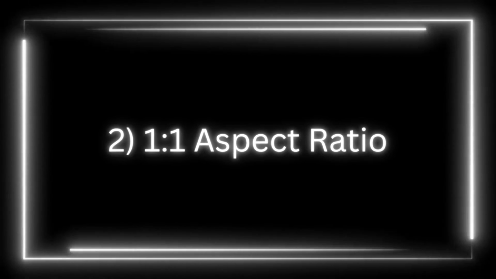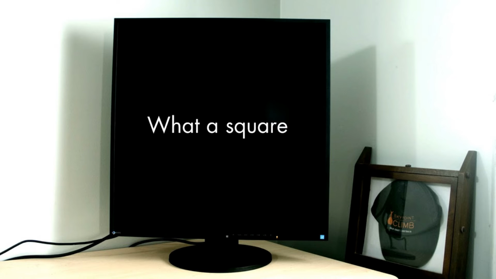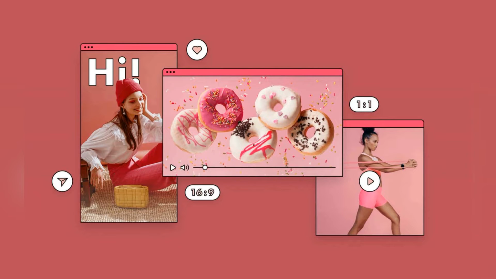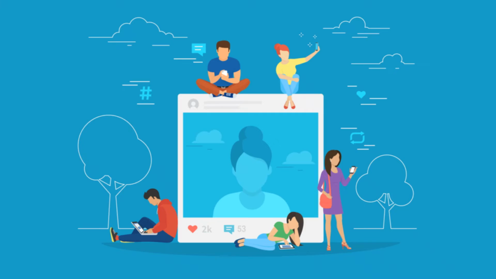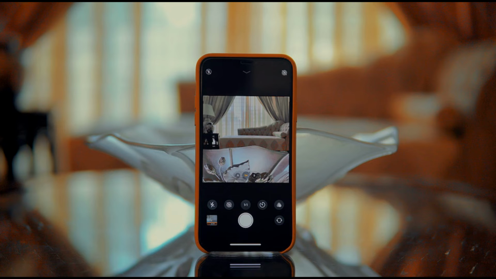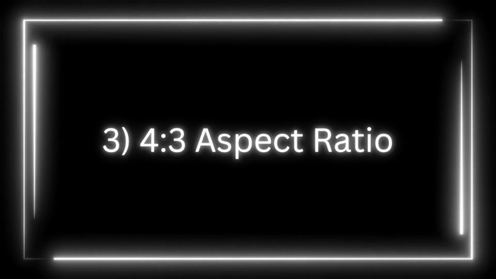Number 2. 1:1 aspect ratio. The 1:1 video aspect ratio was developed for square televisions and is a perfect square. The 1:1 aspect ratio is much less common in modern society. It's most likely to be found on social media sites like Facebook or Instagram. Even though it's not the most popular, many cameras still have a square setting.